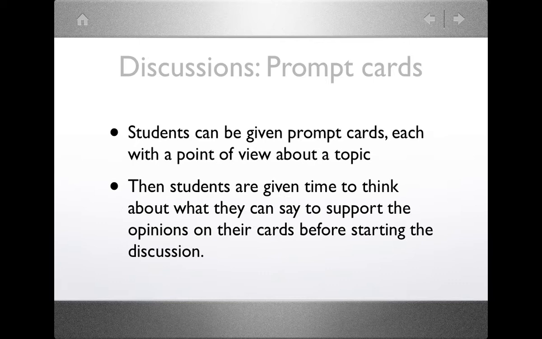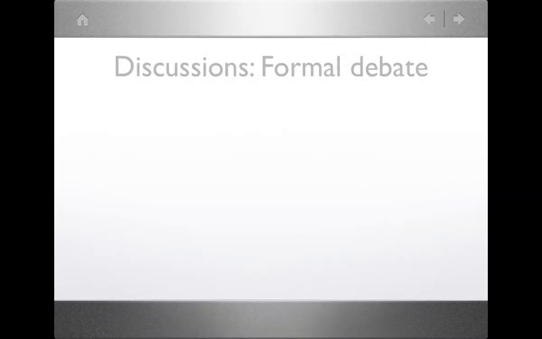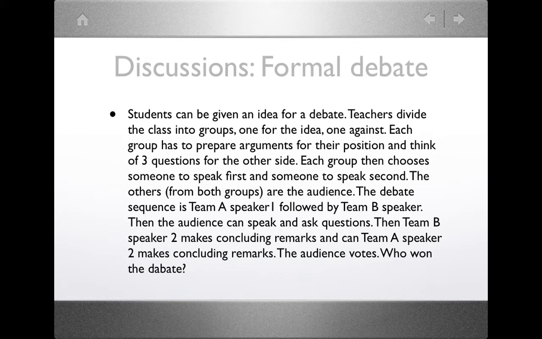Then students are given time to think about what they can say to support the opinions on their cards before starting the discussion. So you give cards, okay, and then they have to give their opinions about the cards. Discussions, again, we can have formal debates, imitating what happens in Al Jazeera and CNN and all those channels. Students can be given an idea for a debate.